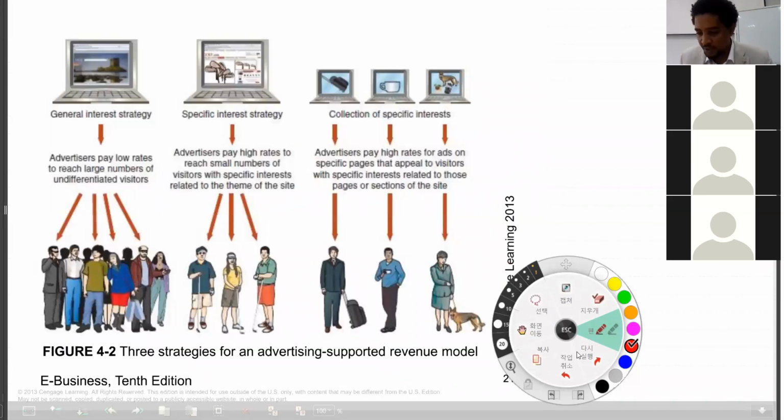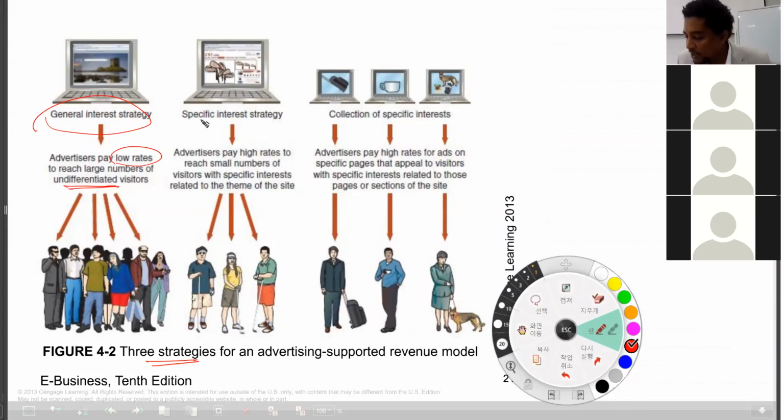so it's just like this one, general interest. Okay, so there are 3 strategies. In general interest, we have so many people, so advertisers pay a low rate because there might be few customers and these customers are not differentiated.